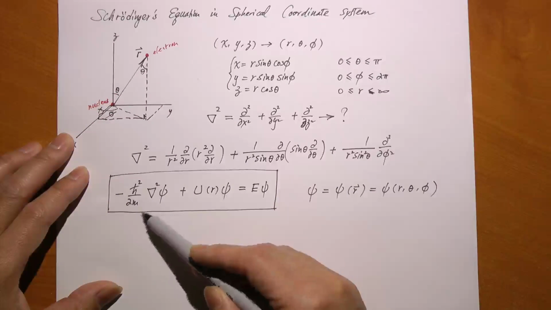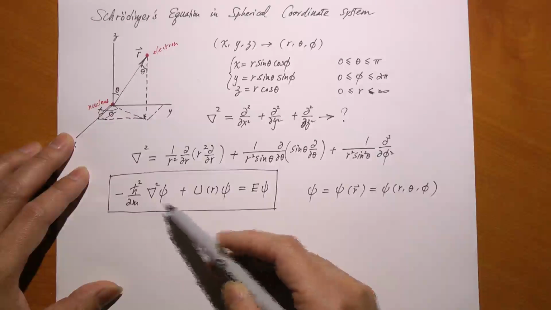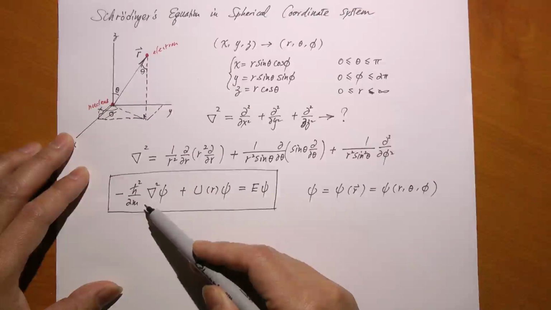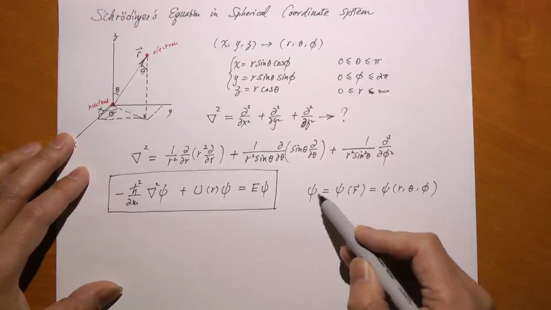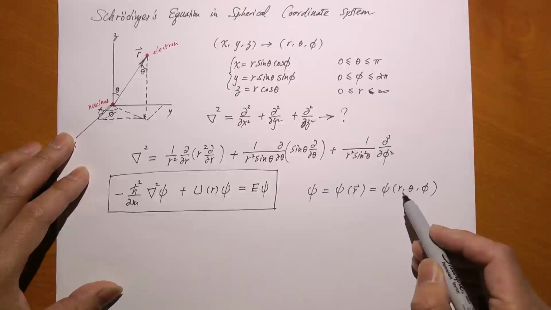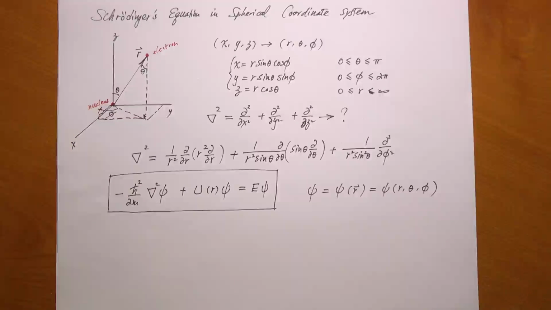In the Schrodinger's equation, remember, this is a three-dimensional expression for the kinetic energy operator. Here's the potential energy, here's the total energy. Okay, and the solution to this Schrodinger's equation is the wave function psi. It is a function of the three-dimensional vector r, which is a function of r, theta, and phi. So we have these three variables. So we have a partial differential equation for the wave function.